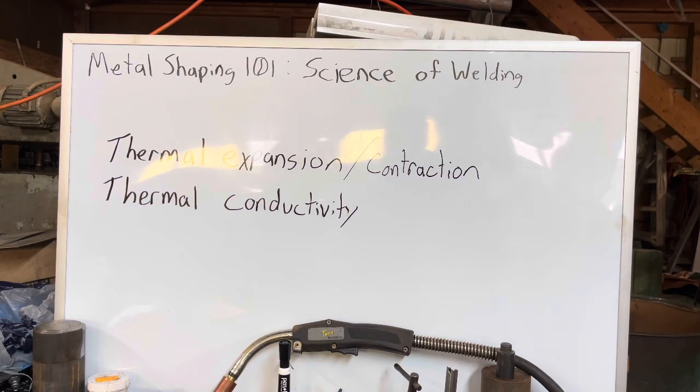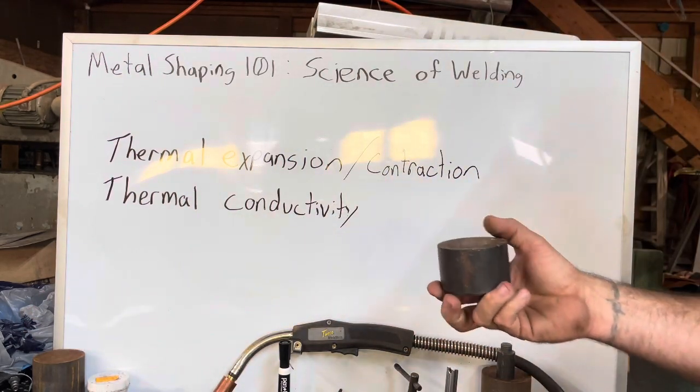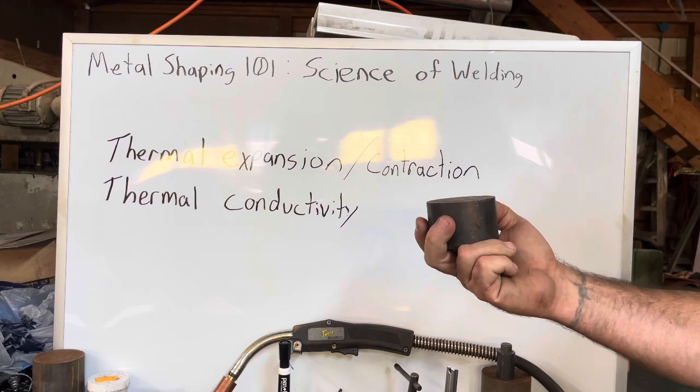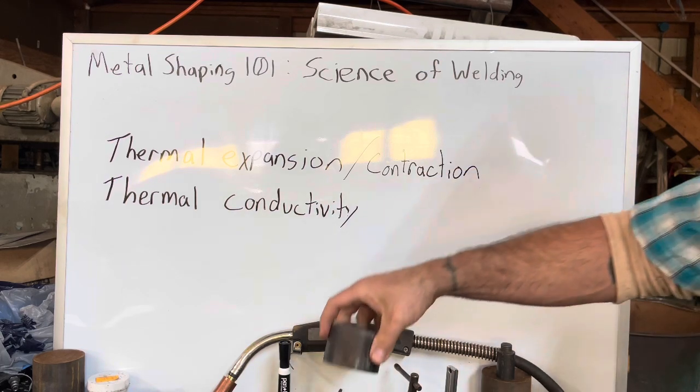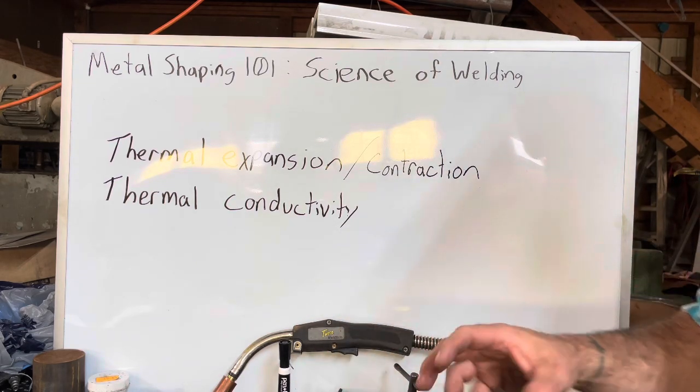So now that we know that the melting point is the point we need to reach to go from a solid to a liquid, we have to talk about a couple of other things as we put that energy into the material. One of them is thermal expansion and contraction, and the other is thermal conductivity. Thermal expansion and contraction, if we were to take this cylinder and heat it up, it would slightly grow in all directions fairly evenly, and then if we let it cool off, it would shrink back down or contract evenly.